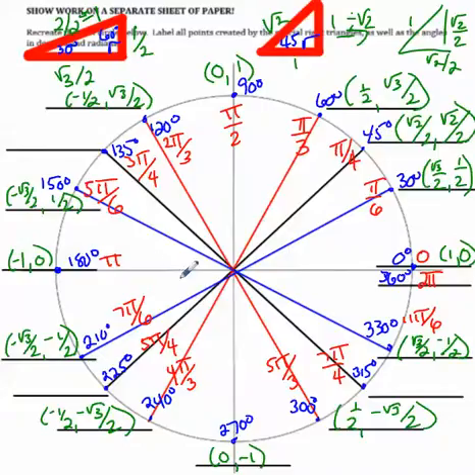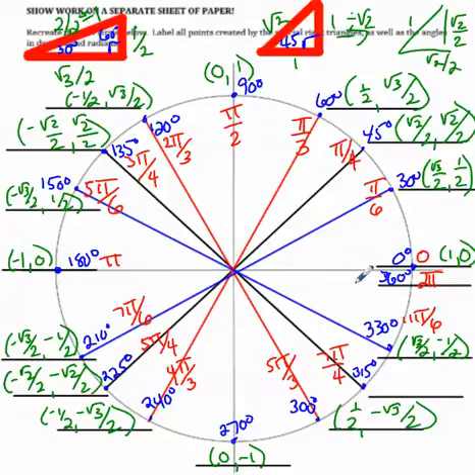Okay, and your x goes back, so that's a negative x, negative root 2 over 2, and a positive root 2 over 2. In the third quadrant, your x is negative and your y is negative. And in the fourth quadrant, your x is positive because it goes right, and your y is negative because it goes down.